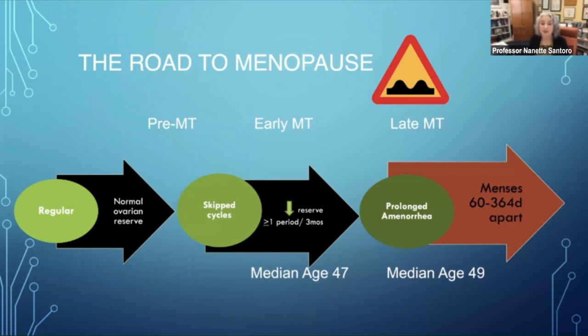More cycle irregularity is also a harbinger of the early transition. So for women who use things like my Apple Watch to track their cycles, changes of more than 7 days also herald entry into the early transition. But for most women, at a median age of 47, they will skip a cycle.